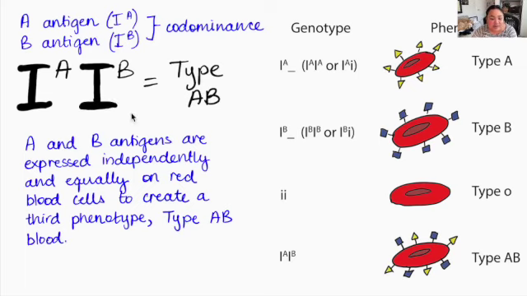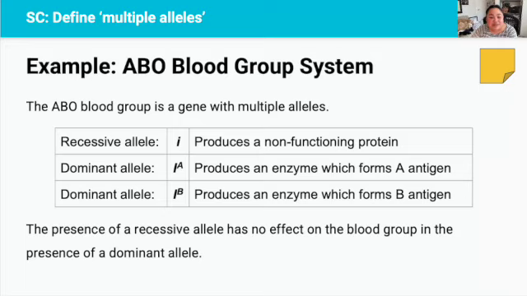The third allele is the little i, which codes for no antigen and produces a phenotype of type O blood. The lowercase i tells us it's a recessive allele, meaning 2 copies of this allele are needed to produce the phenotype of type O blood. So the trait of blood type in humans is controlled by the ABO gene on chromosome 9, which has 3 genetic variants, or 3 alleles. The recessive i allele that produces a non-functioning protein, the dominant IA allele, which produces an enzyme that forms the A antigen, and the dominant IB allele, which produces a different enzyme which forms the B antigen.